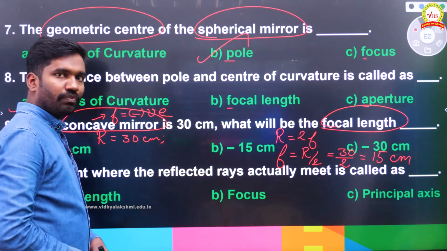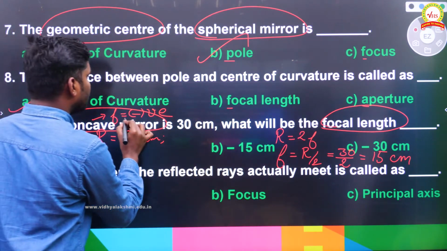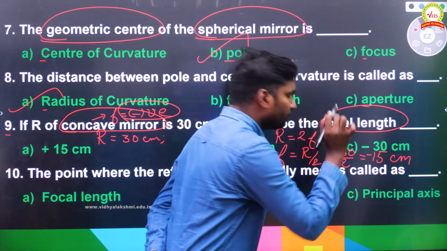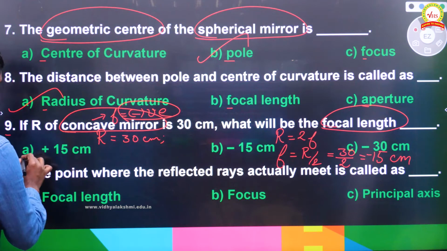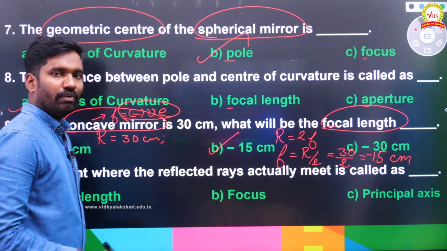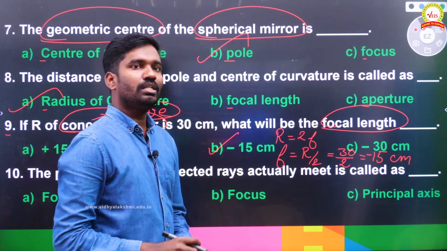So what will be your answer, plus 15 or minus 15? For concave we already said that it is negative. So the answer will be minus 15. Option A or B? Our answer will be option number B. F is equal to minus 15 centimeter.